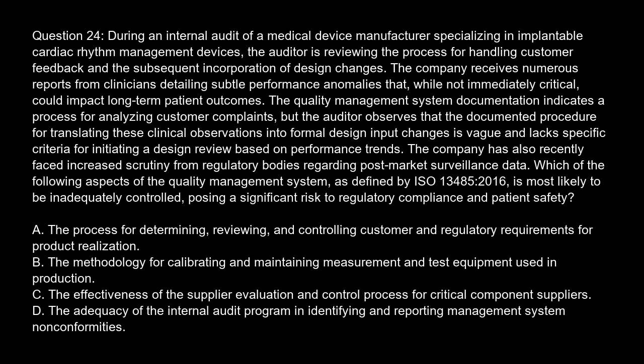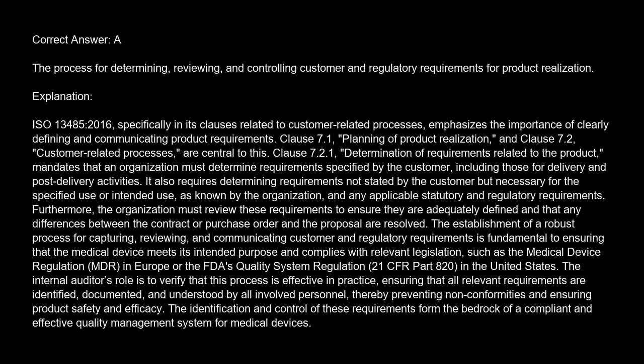Option C. The effectiveness of the supplier evaluation and control process for critical component suppliers. Option D. The adequacy of the internal audit program in identifying and reporting management system nonconformities. The correct answer is A. The process for determining, reviewing, and controlling customer and regulatory requirements for product realization.